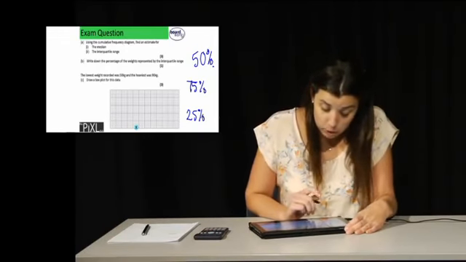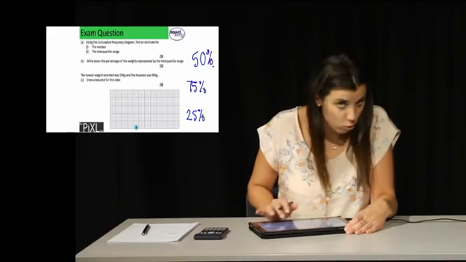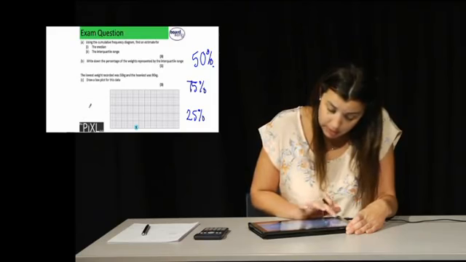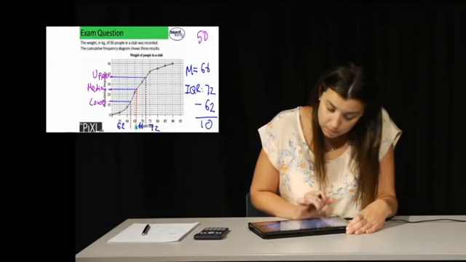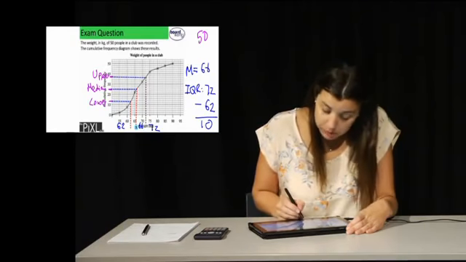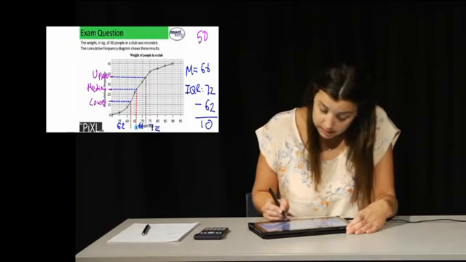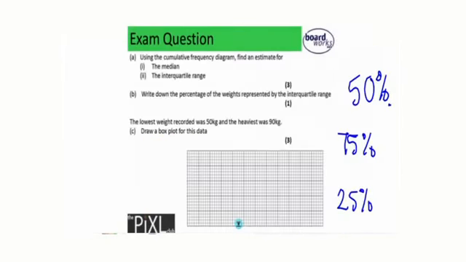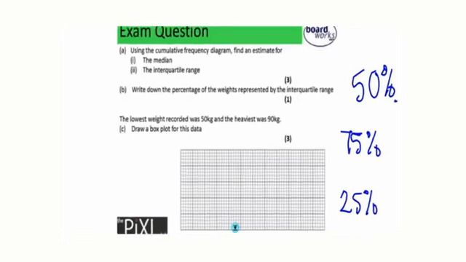The next point asks for the box plot. There is no scale drawn here, so you need to do this. Looking back at our graph, we have our three values for our upper quartile, median and lower quartile. We know that it goes from 62, 66 and 72. And we can see our lowest value is actually given in the question. It says that the lowest weight recorded was 50 kilograms and the heaviest was 90. So we need a scale that goes from 50 to 90.